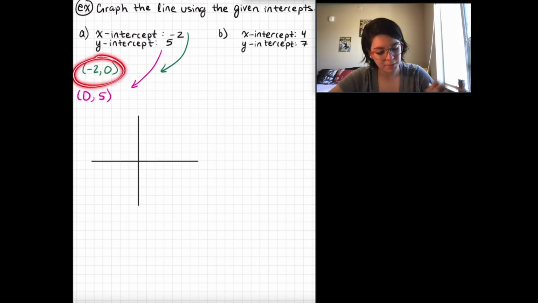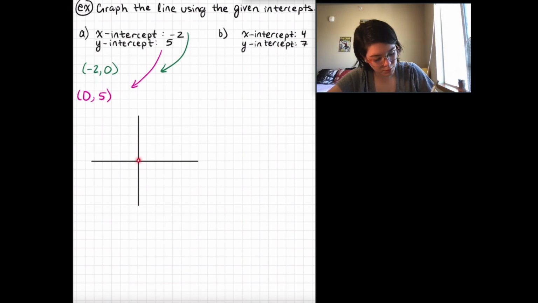So for our x-intercept, we got negative 2, 0. So we'll start at the origin. We'll go left, 1, 2, and then we won't go up or down any since we have 0 for y. So we're right here. And for our y-intercept, we start at 0, the origin. We don't go left or right any since our x-coordinate is 0, but we go up 1, 2, 3, 4, 5. And then we can connect these 2 dots, and we got ourselves a line.